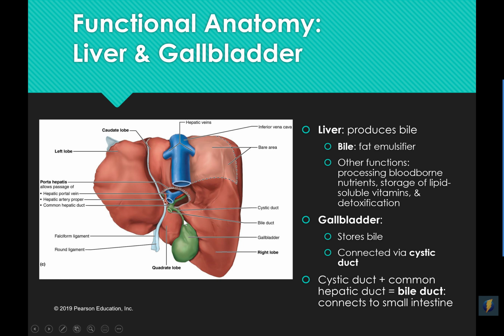The gallbladder is connected to the bile duct via the cystic duct here. So initially when bile is made by the liver, it travels through what we call the common hepatic duct. The cystic duct branches off the common hepatic duct and goes to the gallbladder, and then what was the common hepatic duct continues on to the small intestine as the bile duct.